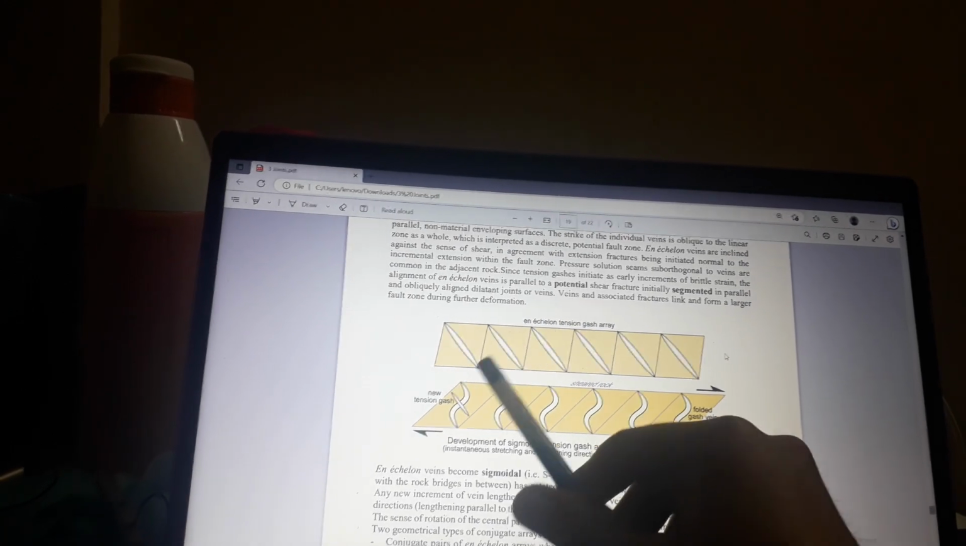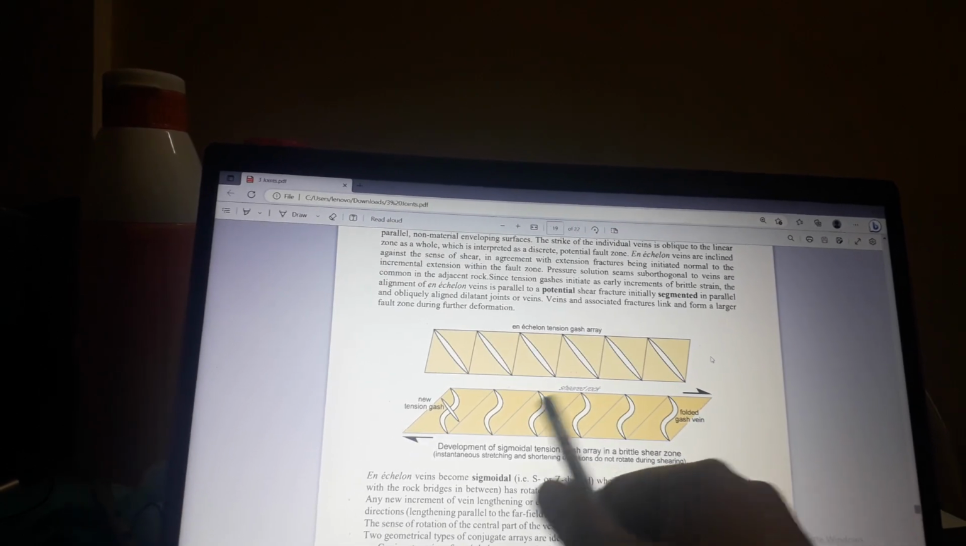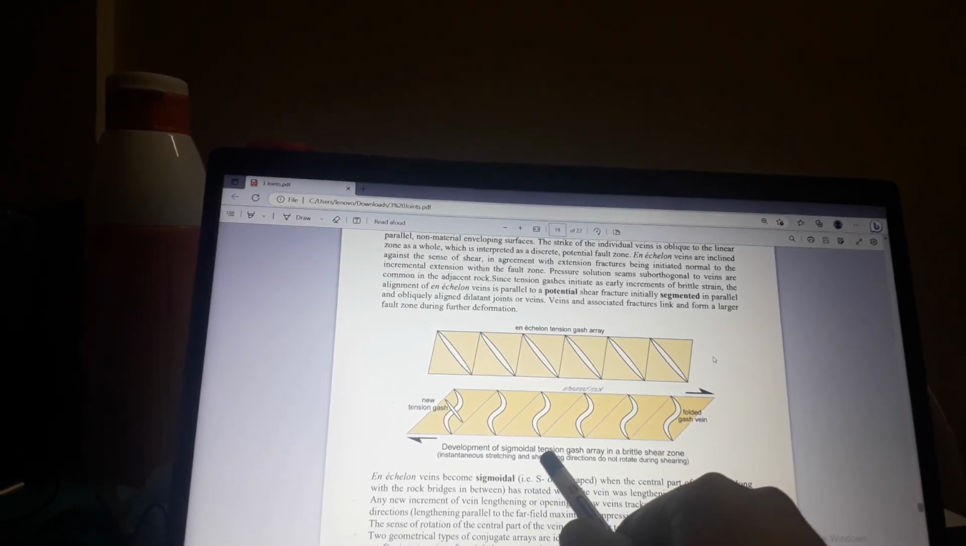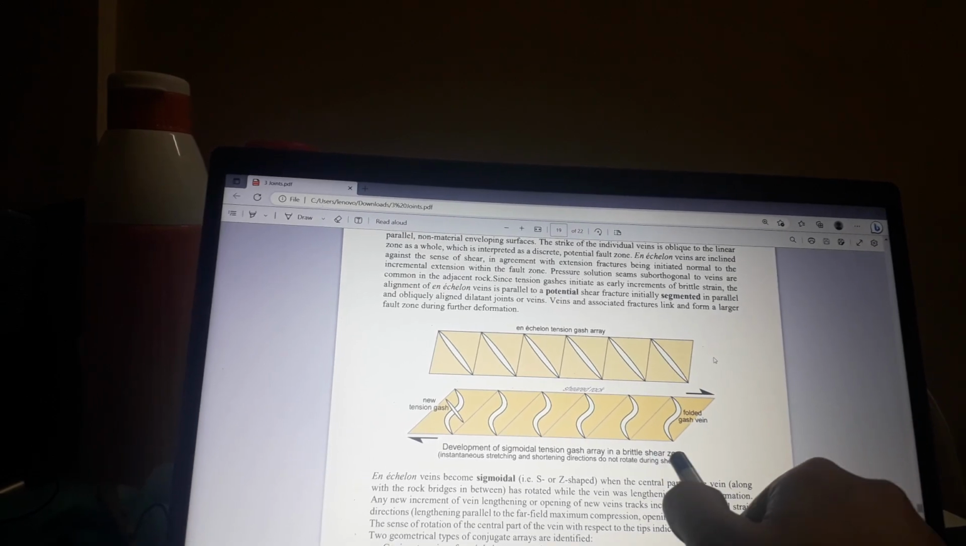This one is an en echelon tension gash array. This is new tension gash. This is folded gash vein. This is sheared rock. Development of a sigmoidal tension gash array in a brittle shear zone. Instantaneous stretching and shortening directions do not rotate during shearing.